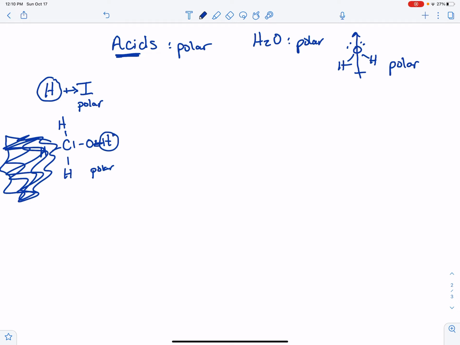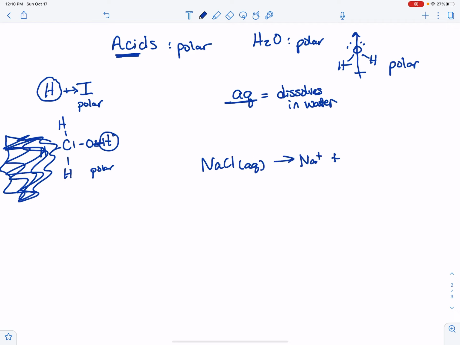So since they dissolve in each other, we use this AQ term. This term tells us that something dissolves in water. It does not necessarily mean that it breaks apart into two parts. Now, in the salts, when a salt dissolves in water, it does so by breaking apart into those positive and negative ions. But this just implies the dissolving, and you have to know that it's going to break apart into the two ions.